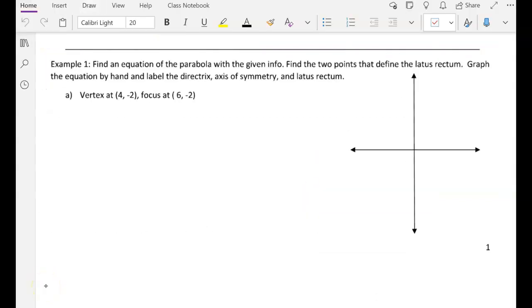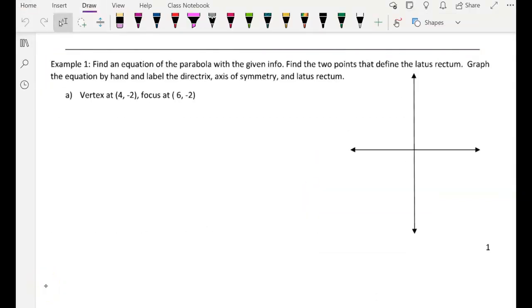All right, guys, example 1 says, find an equation of the parabola with the given information. And then it went on and said, find 2 points that define the latus rectum. Now, remember to define all the vocab first before you continue with this. Otherwise, none of this is going to make a lot of sense to you guys, okay? Then graph the equation by hand and label the directrix, axis of symmetry, and where the latus rectum is supposed to be. All right, so let's start with the vertex.